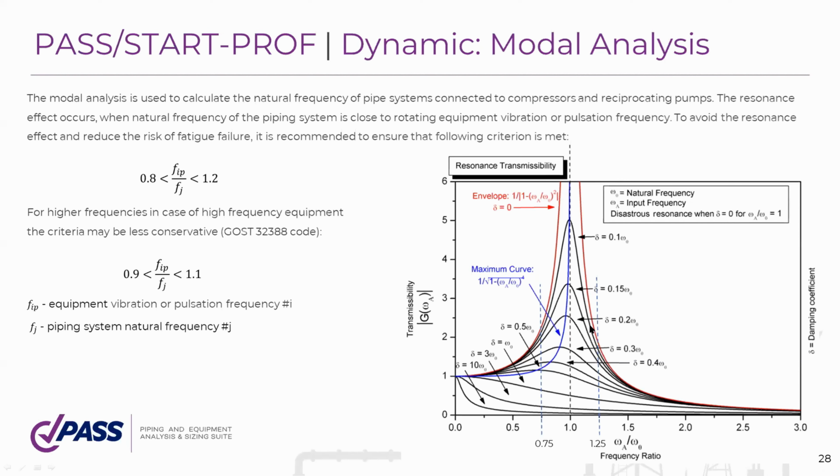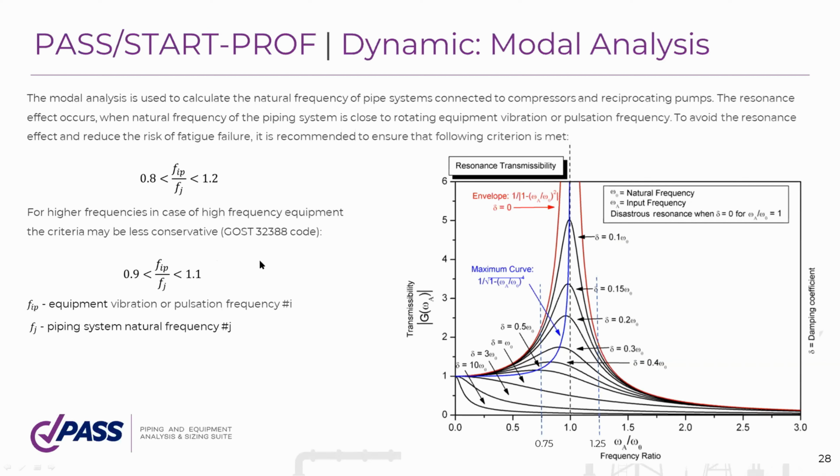Why? Because if the natural frequency of the piping system is equal to the equipment vibration frequency, we will have the resonance effect, and the amplitude of vibration will be infinite. And if we are within that range, the vibration amplitudes will still be very high. So we need somehow to change the natural frequencies of our piping system to get out of that range.